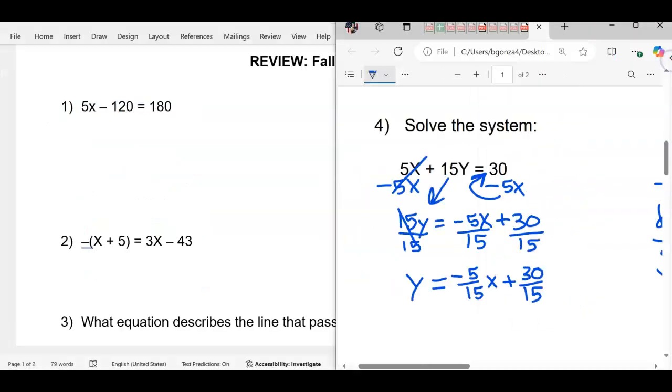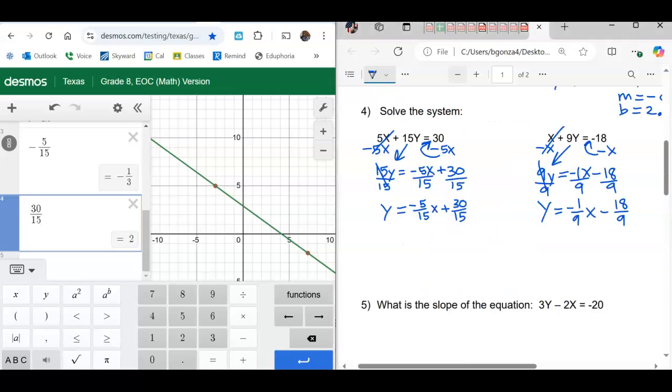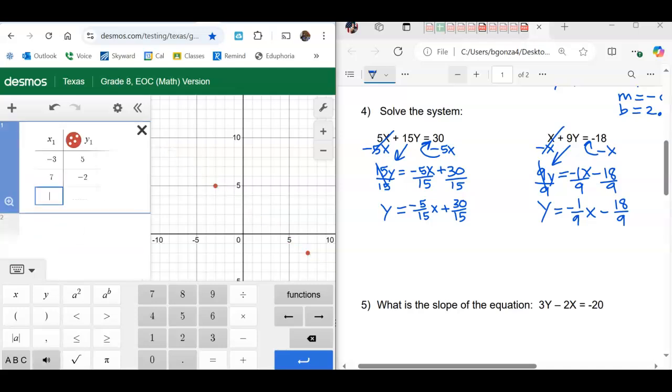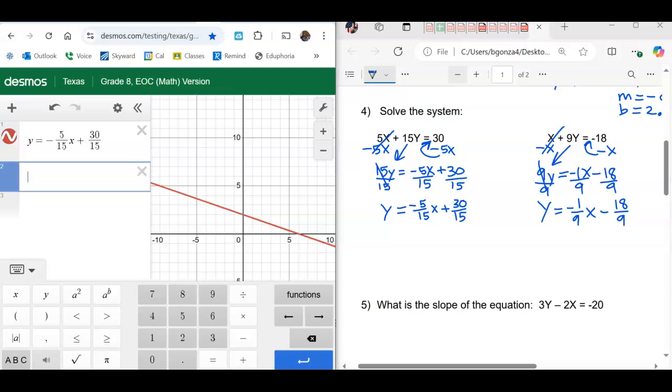Now, if you can take that and graph it, that will give you your solution. So let's graph these two equations. Y equals negative 5 over 15, go to the right, x plus 30 over 15, and then graph your other equation. Y equals negative 1 over 9, go to the right, x minus 18 over 9.